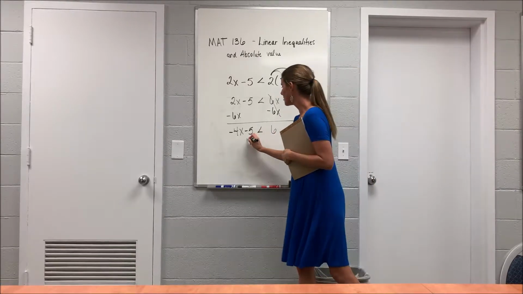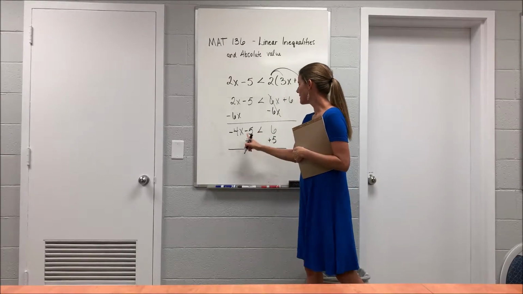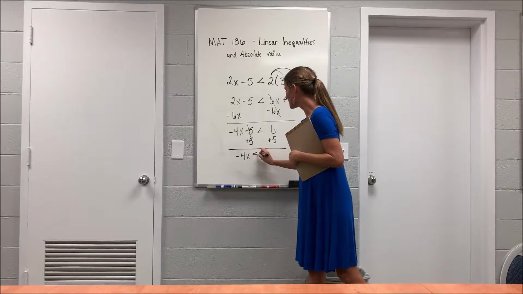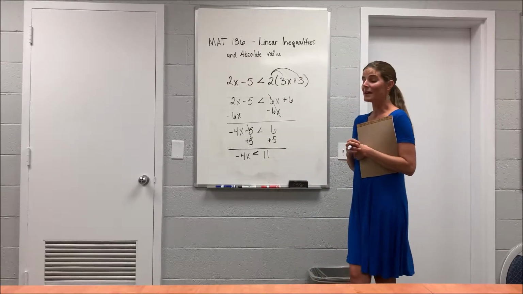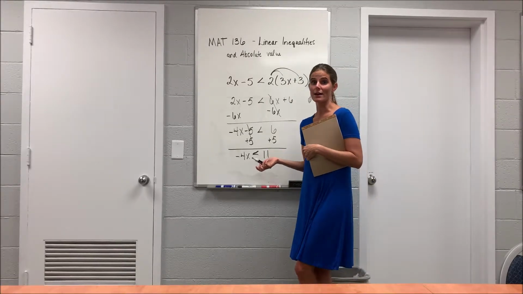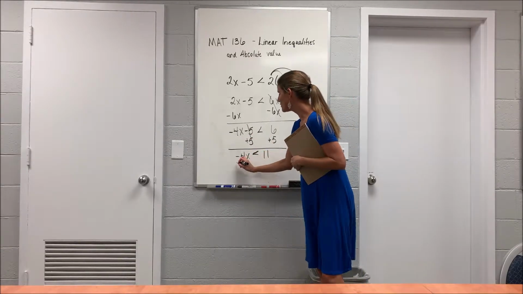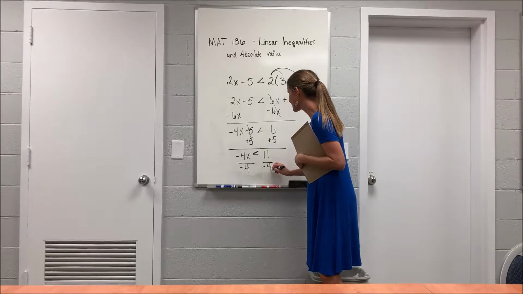Continuing to solve, I'm going to add 5 to both sides, and then those will cancel. I'm going to have negative 4x is less than 11. My next step, I need to divide by negative 4. I'm going to do that, but here's the part that I was mentioning at the beginning. This is the special type that we need to pay attention to.